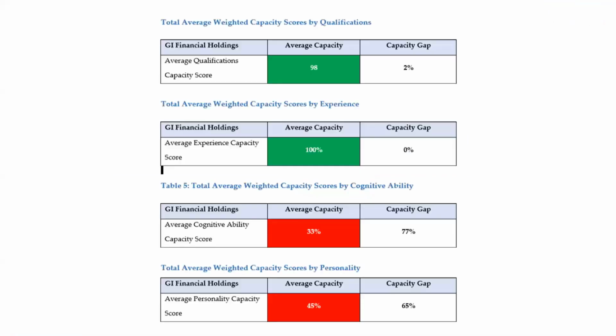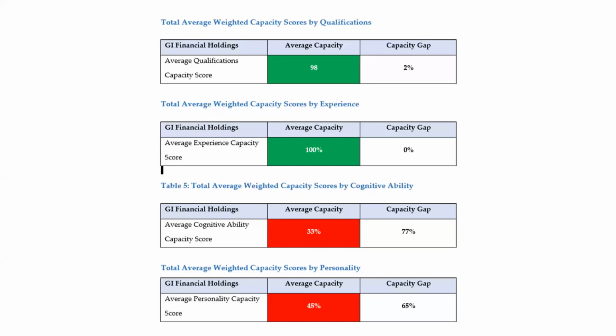Remember what I said, ideally if I had the opportunity, I would not assess qualifications, but in this particular instance, we did assess qualifications. This is actually a true organization, but we used the sample, we took out all the other details. It's not a very big organization, but it's a true one. So total average weighted capacity score by qualification, this organization is at 98% capacity with a gap of 2%.